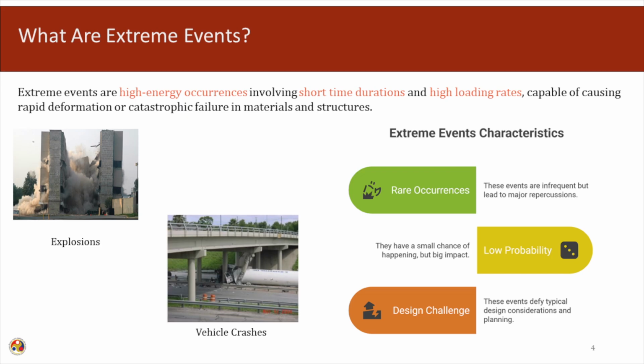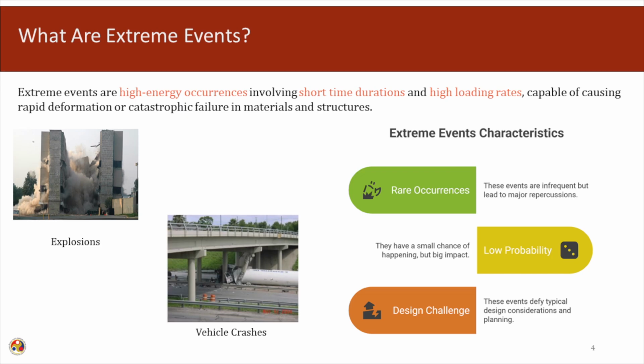So, as I said earlier, the characteristics of the extreme events are they are rare occurrence. Okay. So, in day to day life, we are not going to see every day the occurrence of the extreme events, but when they occur, they lead to major repercussions. They have a low probability of occurrence, but when they occur, they have a high impact on the infrastructure as well as our day to day life.